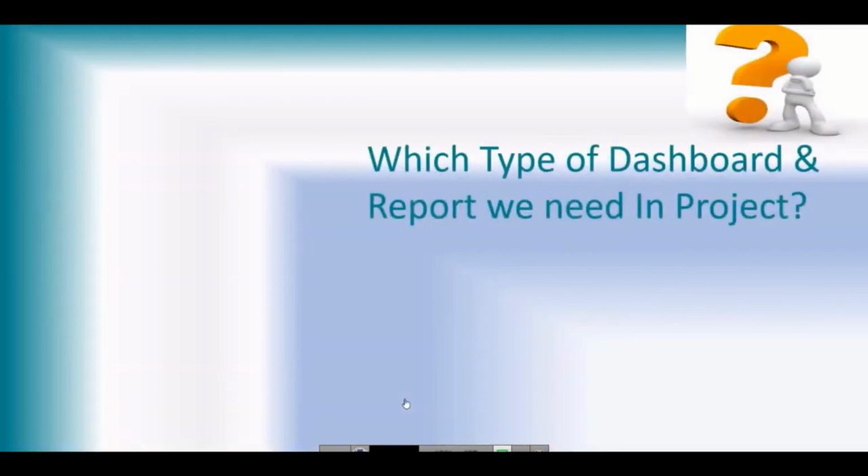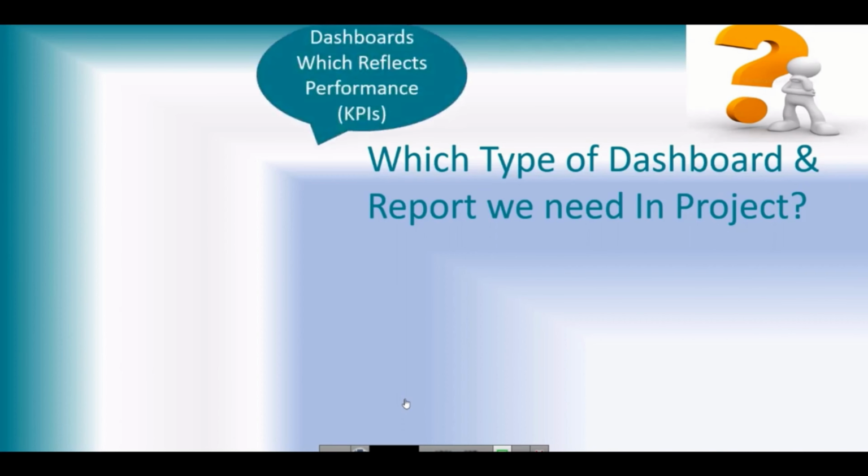Which type of dashboards and reports do we need in a project? There are several possibilities, and there can be so many things in a dashboard, so much information available. These are the standard reports, and you will find such reporting systems everywhere. First, a dashboard which reflects performance. A system which gives me the KPI, key performance indicators, telling me what is good, what is not good, and whether things are really going to happen the same way or not. So we want a dashboard reflecting the KPIs, which is the performance.